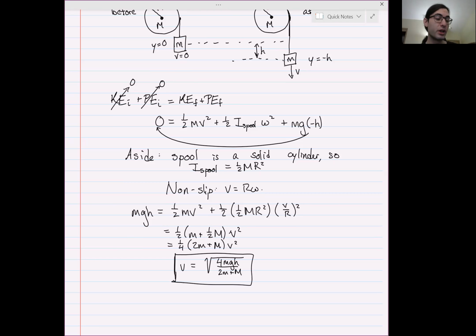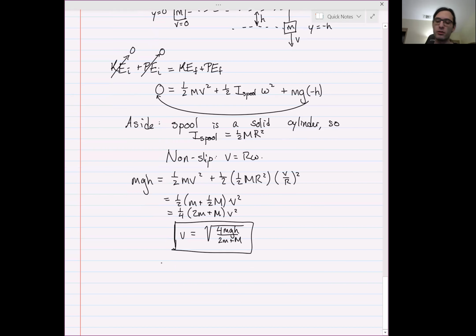But so the important point is that the mass of the pulley matters. This is like a pulley, by the way. It's just a pulley with thread on one side rather than two, but you can imagine that it's the exact same thing.